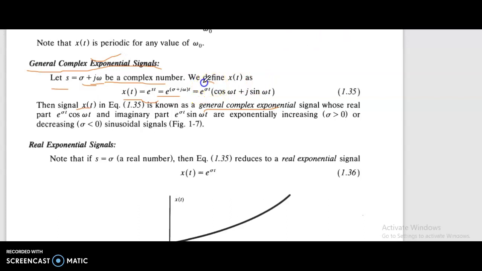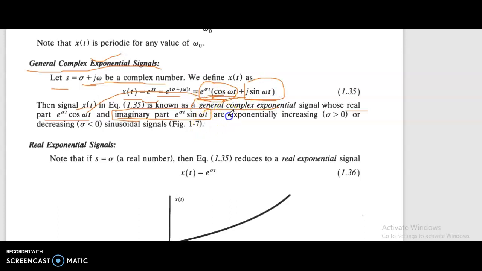is e power sigma t times cos omega t. This is the real part. And j e power sigma t sin omega t is the imaginary part.